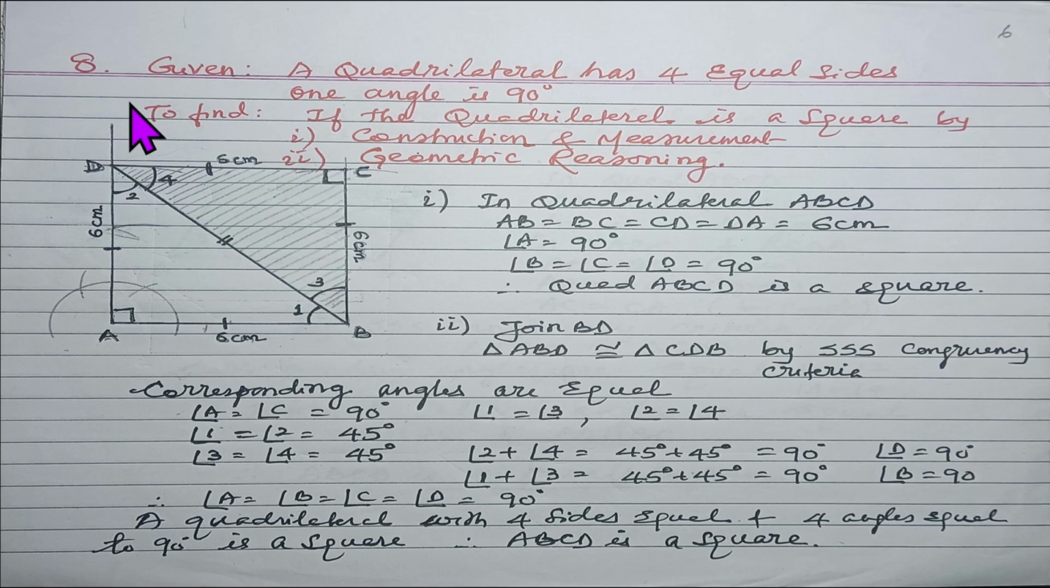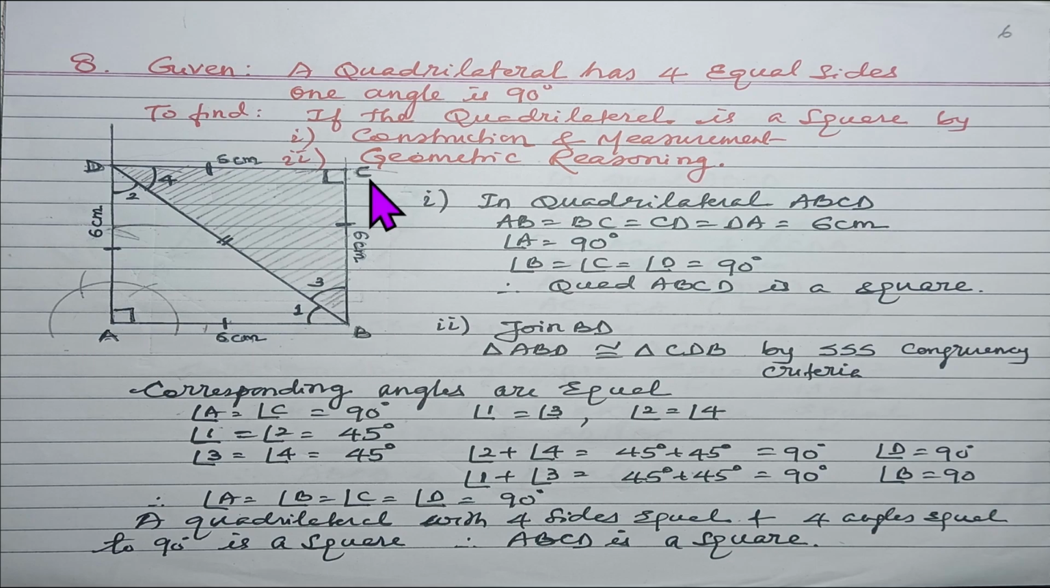Now coming to the next example, we are given a quadrilateral. A quadrilateral has four equal sides and one angle is 90 degrees. So we have got four equal sides, 6 centimeter, 6 centimeter, 6 centimeter, 6 centimeter. They are all four equal sides, and we have one angle that is 90 degrees. Now we have to prove that the quadrilateral is a square by construction and measurement, and also by geometrical reasoning.